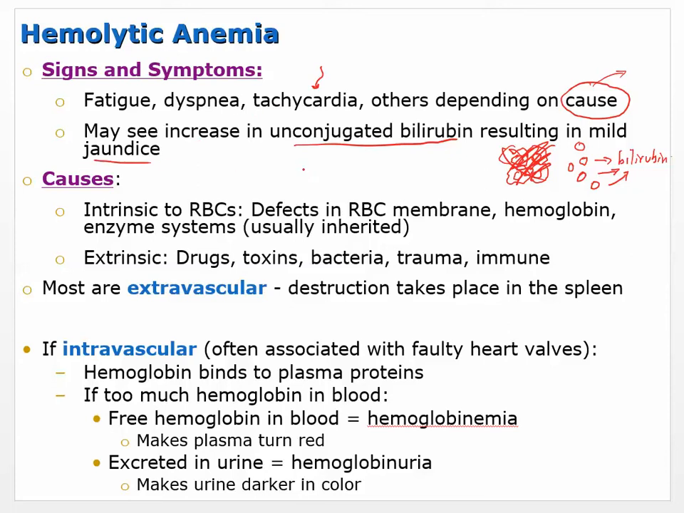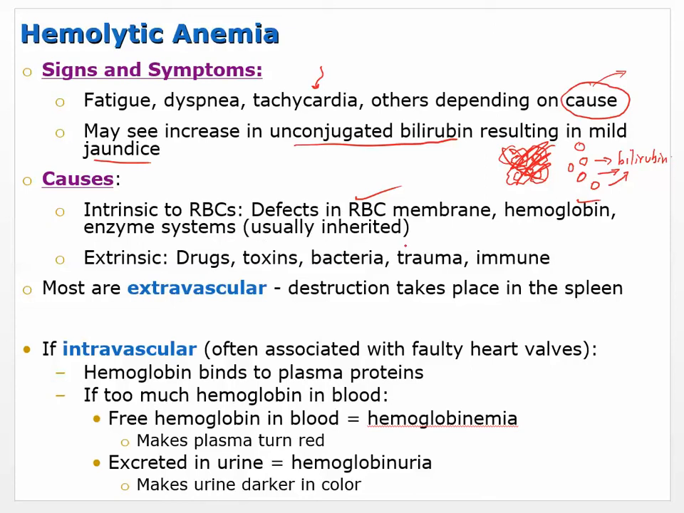All right, so the causes are either intrinsic, which means there's something wrong with the red blood cell, like a defect in the red blood cell membrane, something wrong with the hemoglobin, or a mutation like sickle cell or thalassemias. So that can cause a weakened red blood cell overall.